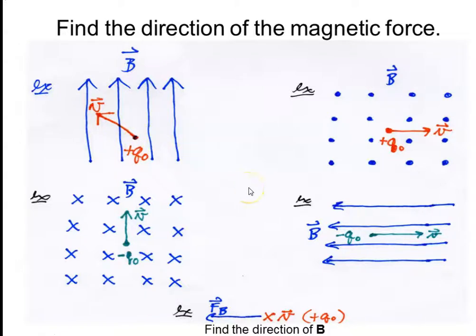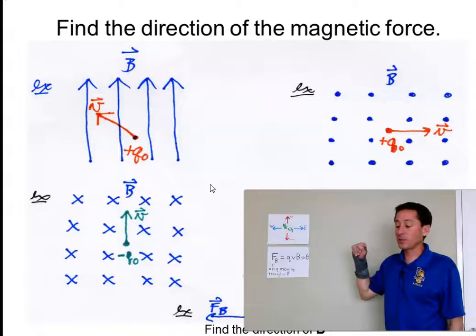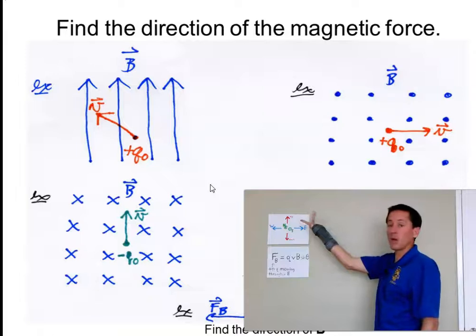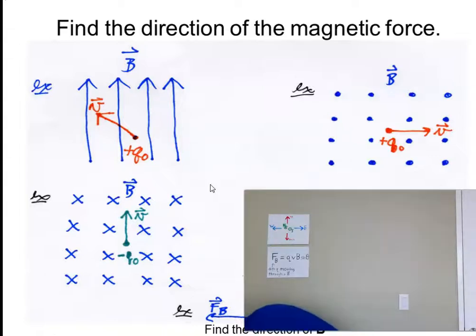So the charge's velocity points up and to the left, and we need to bend our fingers so that they point upwards towards the page up, and the magnetic force is going to be into the page. So we're going to get something that looks like this, an X near there.